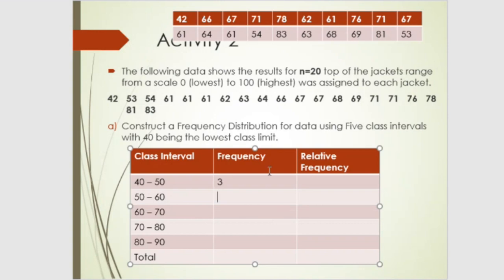On the class interval of 40 to 50 is one, which is 42. The second one, 50 to 60? Two, which is 53 and 54. Yes, sir. 60 to 70? Eleven, sir. Okay. 70 to 80? Four. 80 to 90? Two. Cool. All right. So when you add this frequency, it should give you the number of results. So are you getting 20?